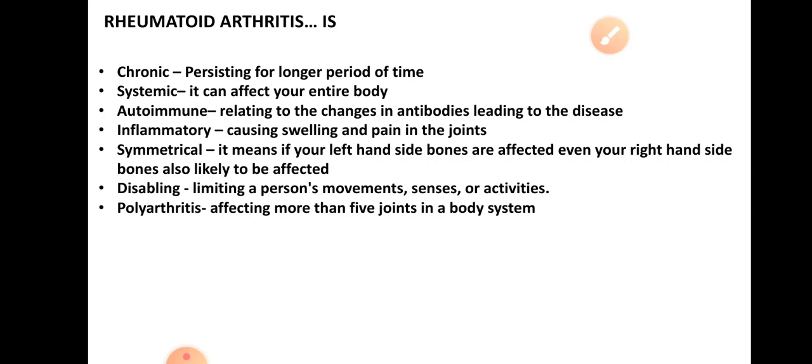Symmetrical. Here the word symmetrical means if your left hand side bones are affected, even your right hand side bones are also likely to be affected. And disabling disease. So it mainly affects a person's movements, senses or activities. And the last word I have given here is polyarthritis. So here affecting more than 5 joints in a body system is called polyarthritis. Poly means many, arthritis means joints.